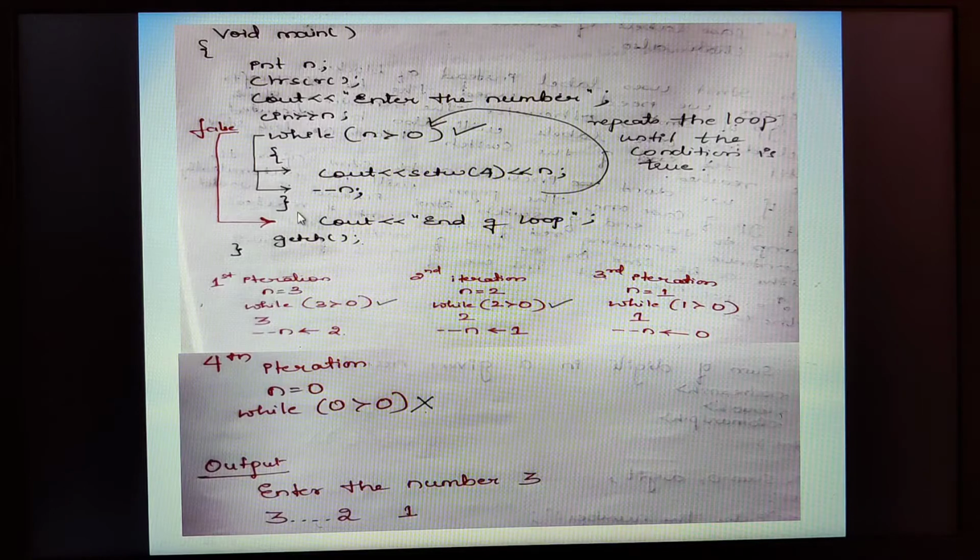That means it skips all this particular set of statements, and the control comes out of the while loop, and goes to the next statement. Therefore, here you can see the end of loop. This particular cout statement will be executed. Here it will be printed as end of loop. I hope you are able to understand how the while works. So, while repeats the loop until the condition is true. Once the condition is false, the control comes out of the loop.